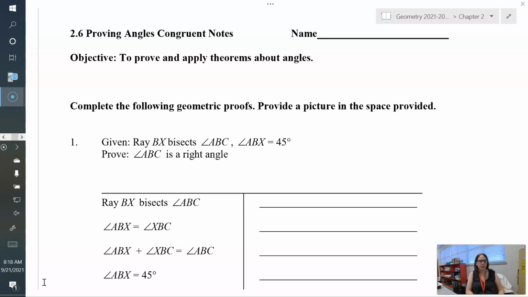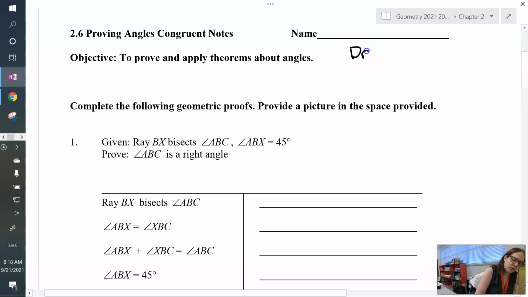And we are going to be doing proofs today, this time using all angles. So the key to doing proofs is to draw your picture. So make sure you're drawing your pictures and then mark them.